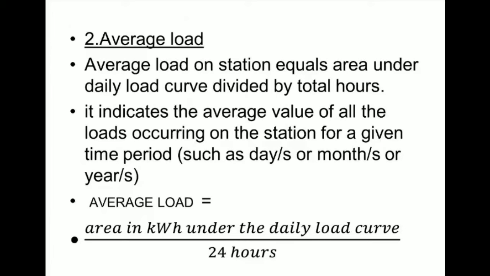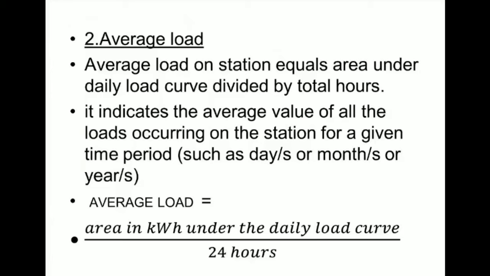Next topic is the average load. The average load on a station equals the area under the daily load curve divided by total hours, if it is a daily average load. The area under the daily load curve gives the kilowatt hours generated on each day. That divided by the total number of hours will give you the average load. It indicates the average value of all the loads occurring on the station for a given time period. It can be daily, monthly or yearly.